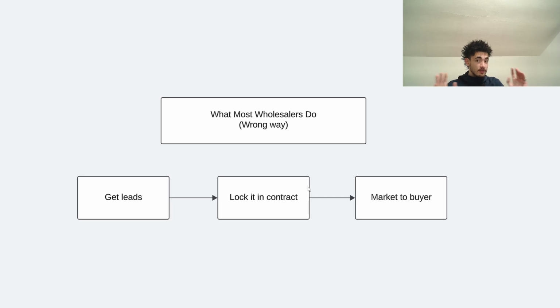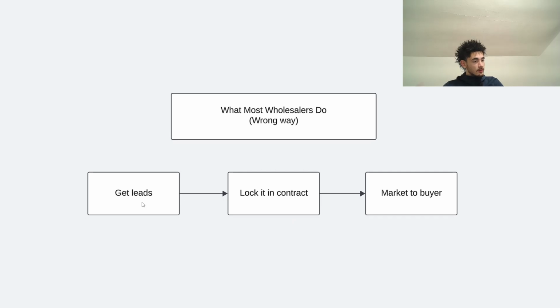Okay, so as you guys can see, this is what most wholesalers do right here. This is the process. They go out, they do their lead gen, if that's cold calling agents, cold calling sellers, doing whatever. They'll lock it in contract, and then you'll see them post their deal on Facebook. A lot of times, no buyers will see it, no wholesalers will help them move it. It ends up just sitting on Facebook, nobody takes it, and the deal falls through. And this happens over and over and over again.